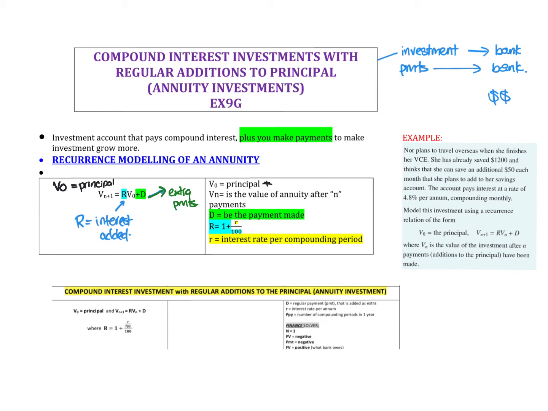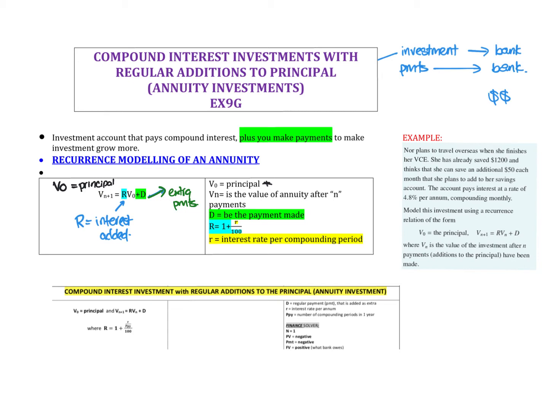Okay, so we've got an example here that we can explain. Nor plans to travel overseas when she finishes her VCE. She has already saved $1,200 and thinks she can save an additional $50 each month, and she plans to add it to her savings. The account pays interest of 4.8% compounding monthly. Model this investment using a recurrence relation.